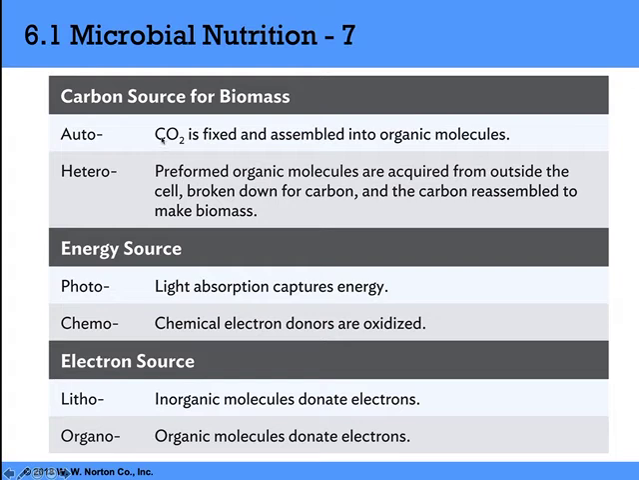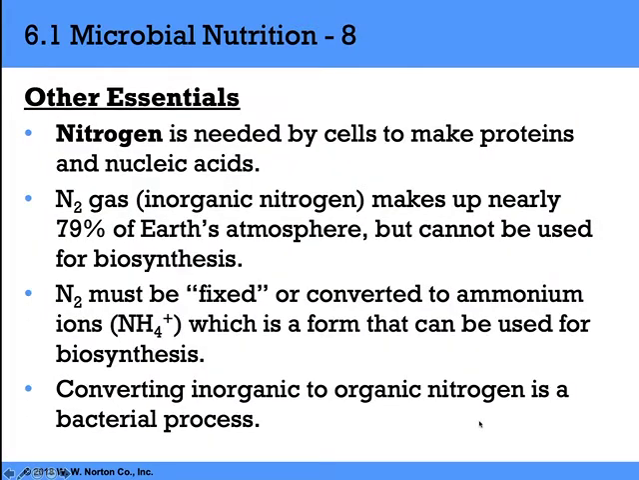Okay? Autotroph is going to have carbon fixed and assembled into organic molecules, while a heterotroph is going to steal that from some other preformed organic molecule. A phototroph uses light for energy, such as a photosynthetic organism, while a chemotroph uses chemical electron donors, examples being things like lithotrophs. The electron source in a lithotroph is usually a reduced compound or element, okay? Whereas in an organotroph, it's organic molecules that end up donating the electrons, okay?